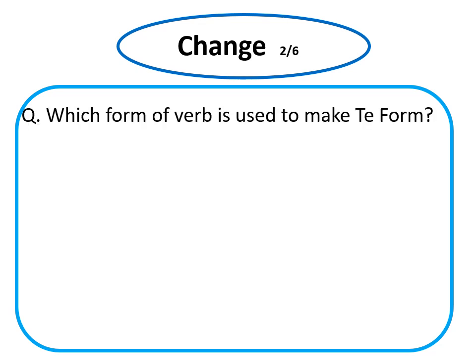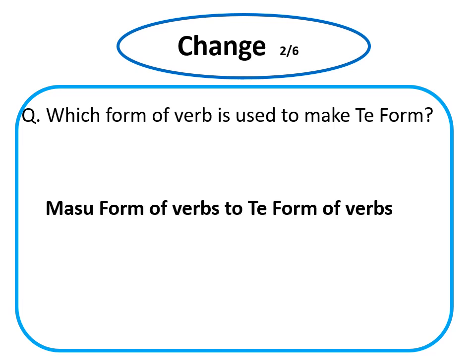So I've already said the answer briefly, but from which form of verb do you have to conjugate to make te form? The answer is masu form. Okay? You have to remember masu form. Try not to change plain form to make te form. Okay, so let's begin the conjugation rules.